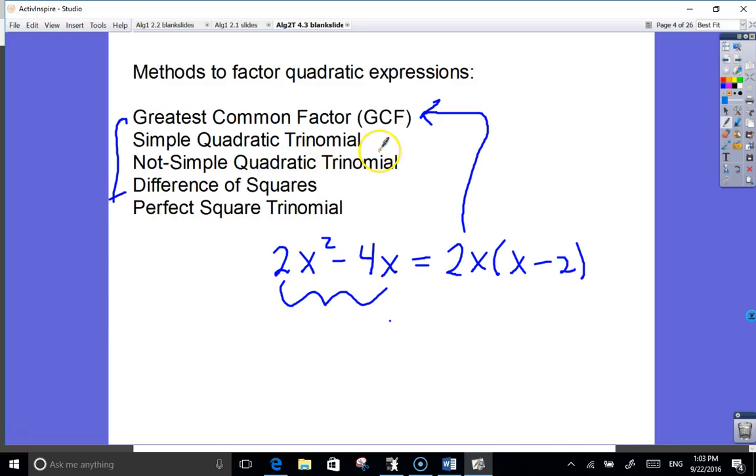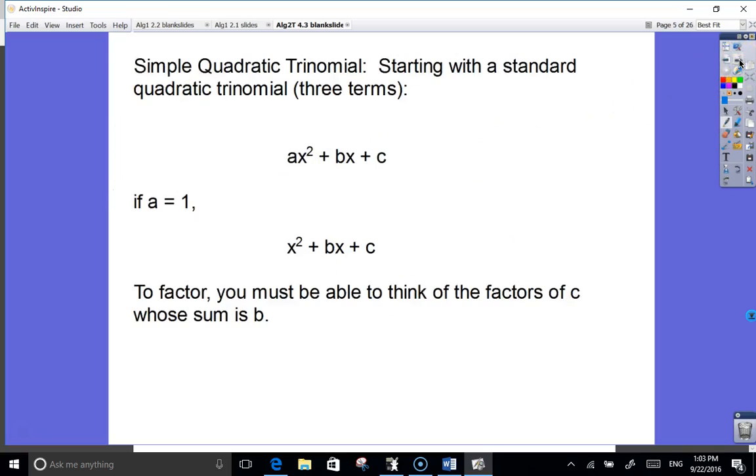So what we start with in this class is the simple quadratic trinomial. Trinomial because it's 3 terms. What do you think a binomial is? 2 terms. Quadratic because it's got an x squared. And it's simple because a equals 1. We know the standard form of a quadratic expression, ax squared plus bx plus c. If you put 1 in the place of a, then you've got 1x squared plus bx plus c.